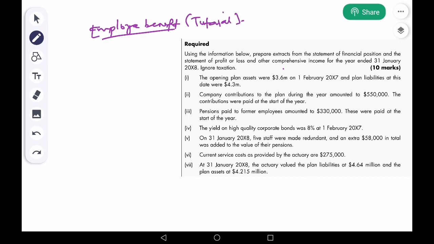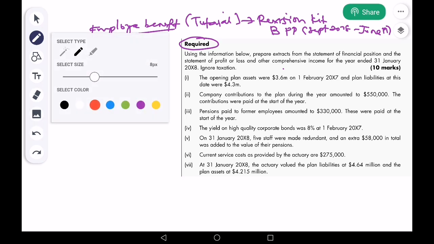Okay, class, you can focus on the revision kit BBP. This question I get from a revision kit BBP, version September 2018 until June 2019, on the topic of employee benefits. Today you can see the question requires you, first, to do what?